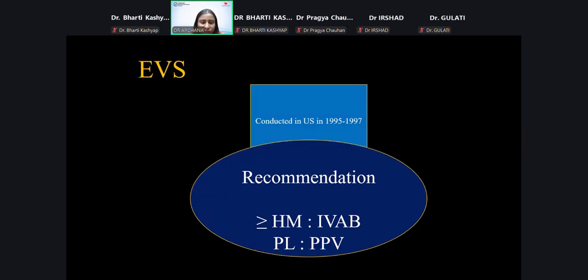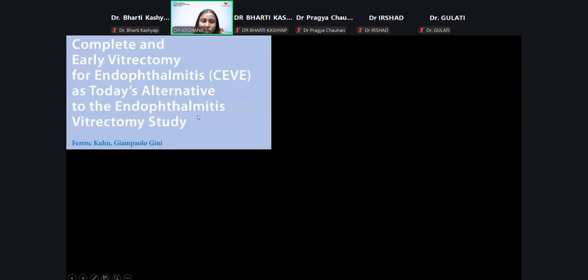So there was a recommendation by EVS, the Endophthalmitis Vitrectomy Study, which said to give intravitreal antibiotic if vision is till hand movement. If it is worse, go for pars plana vitrectomy. But now the thing has changed. What we are talking about is complete vitrectomy and early vitrectomy. Why are we talking about this?